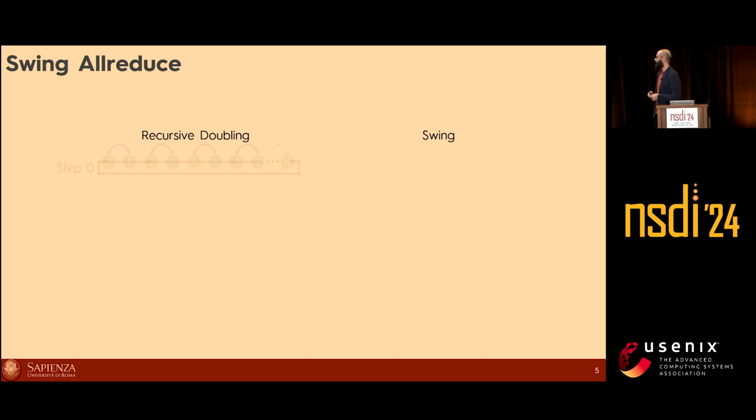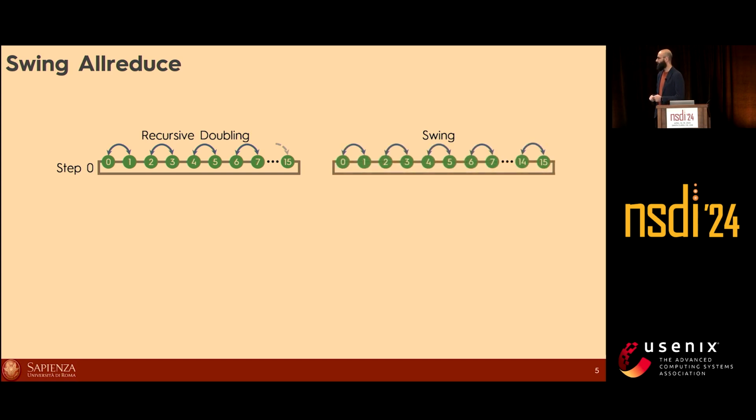OK, let's start with recursive doubling. Let's suppose that we have a 1D torus, so basically a ring, with 16 nodes. In recursive doubling, in the first step, each node communicates with the node at distance 1. So 0 communicates with 1, 2 with 3, and so on and so forth. In Swing, in the first step, we do exactly the same. So far, so good.